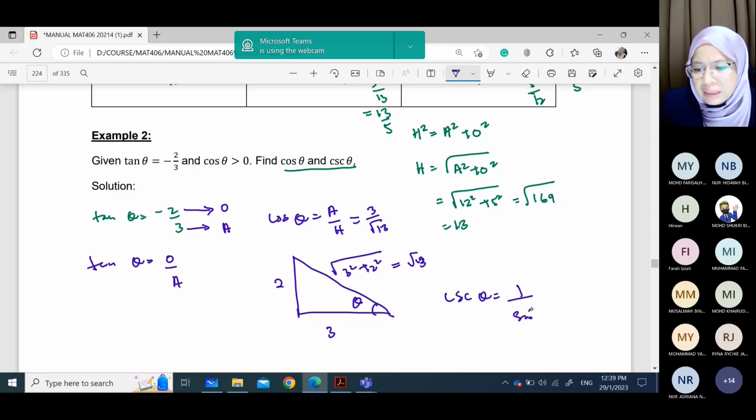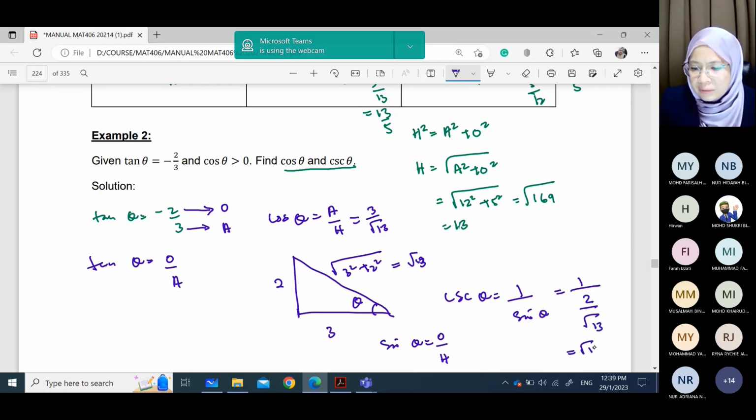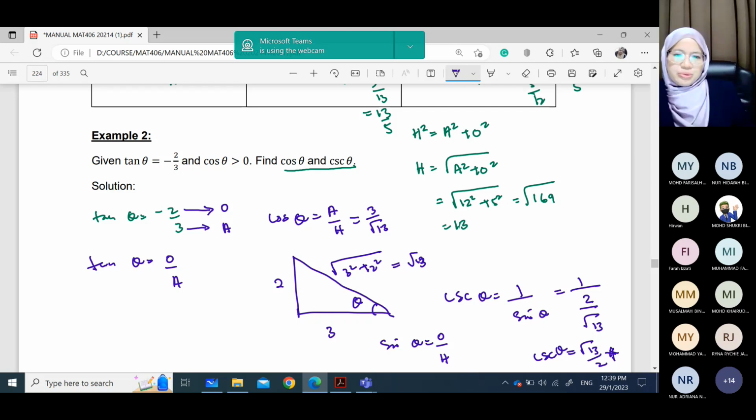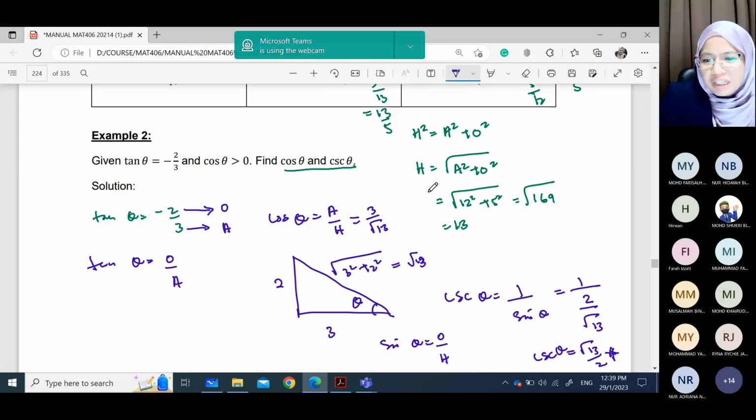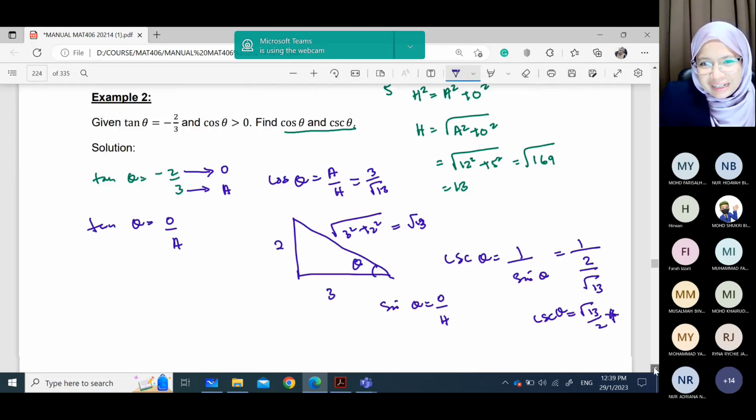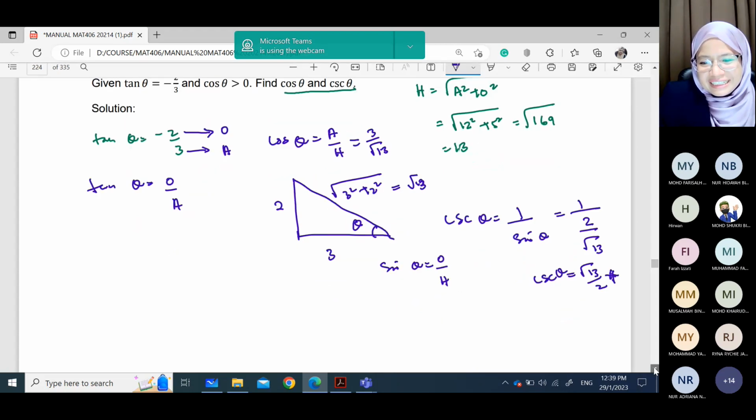Okay. So nak dapatkan cosecant, 1 over sin theta. So 1 over sin theta adalah opposite over H. Opposite over H is 2 over square root 13. So cosecant theta equivalent with square root 13 over 2. So ini adalah cosecant theta. Macam tu. Boleh tak? Boleh.